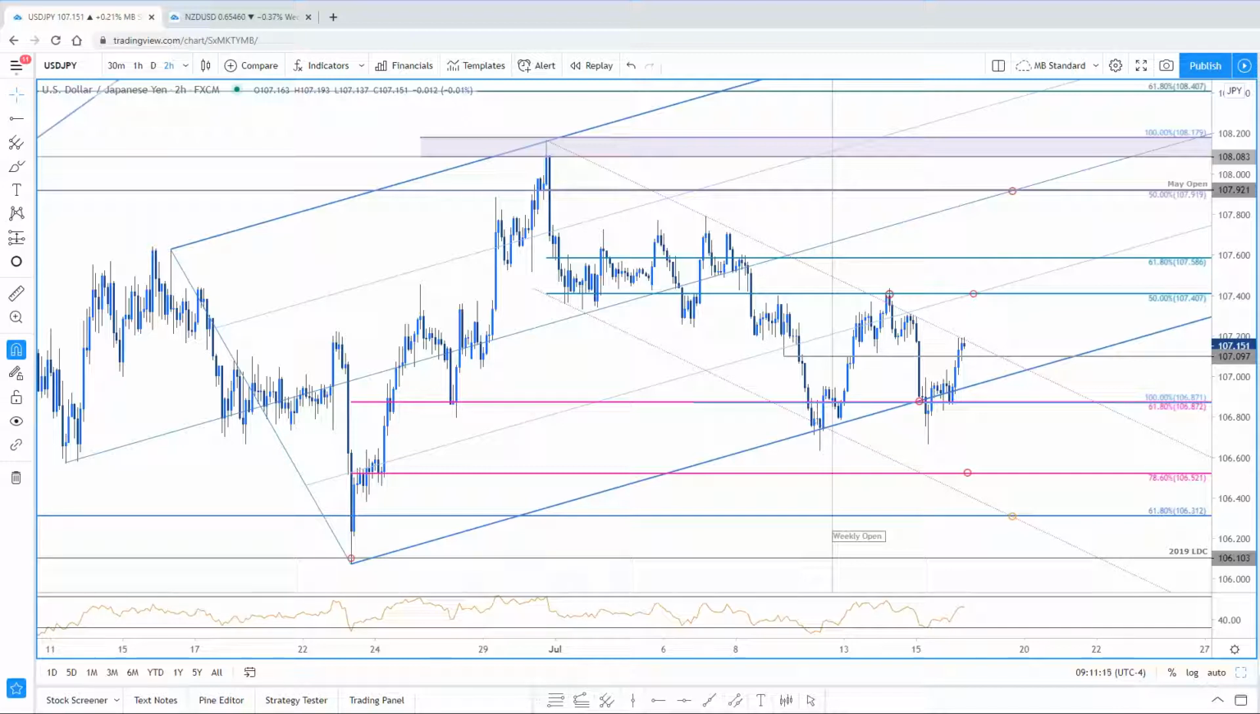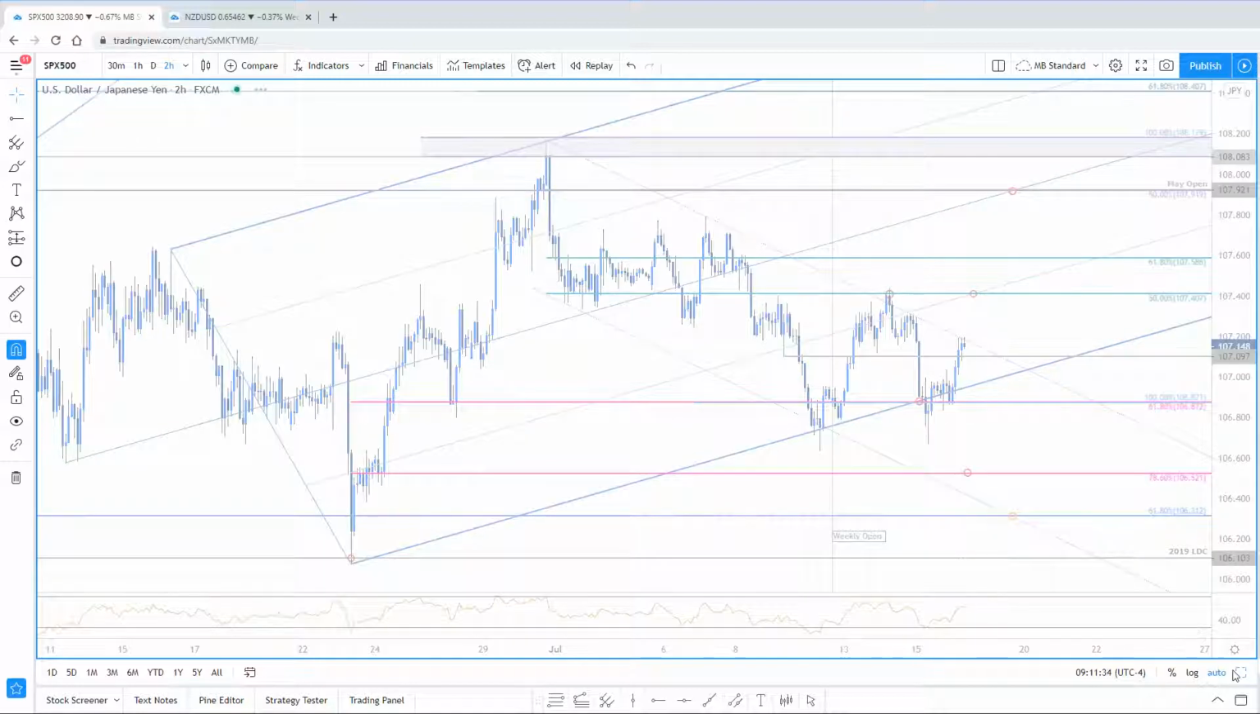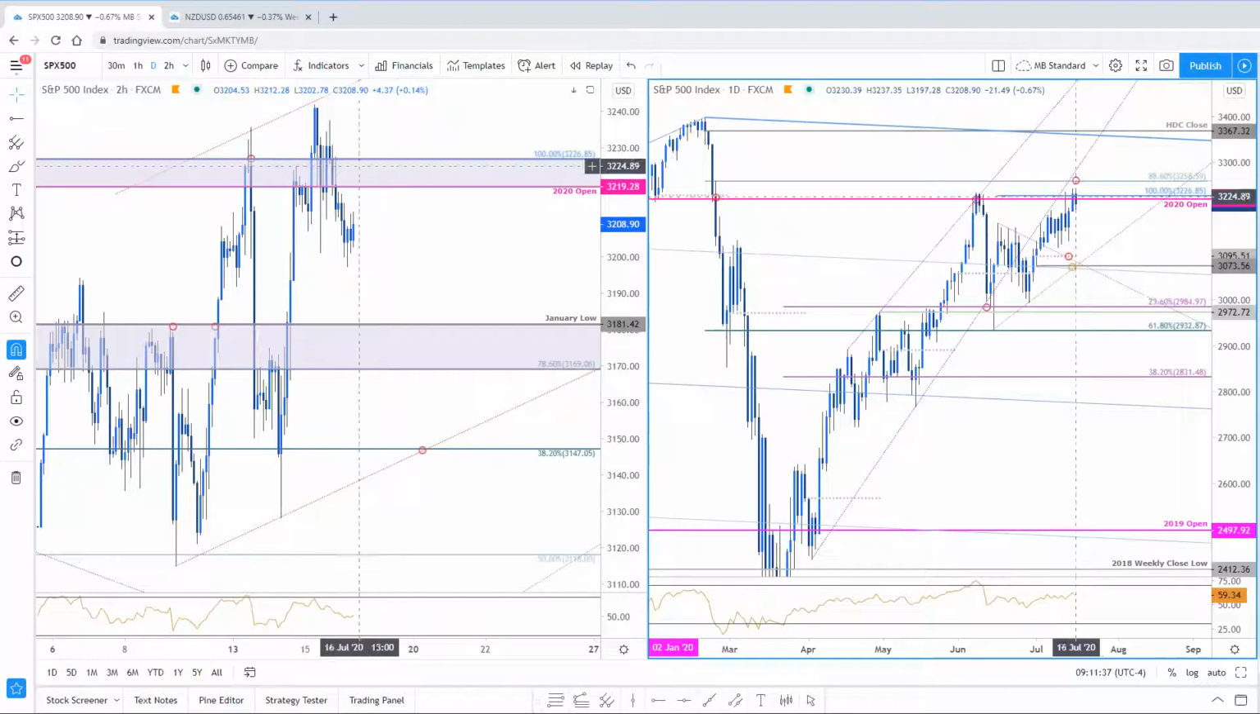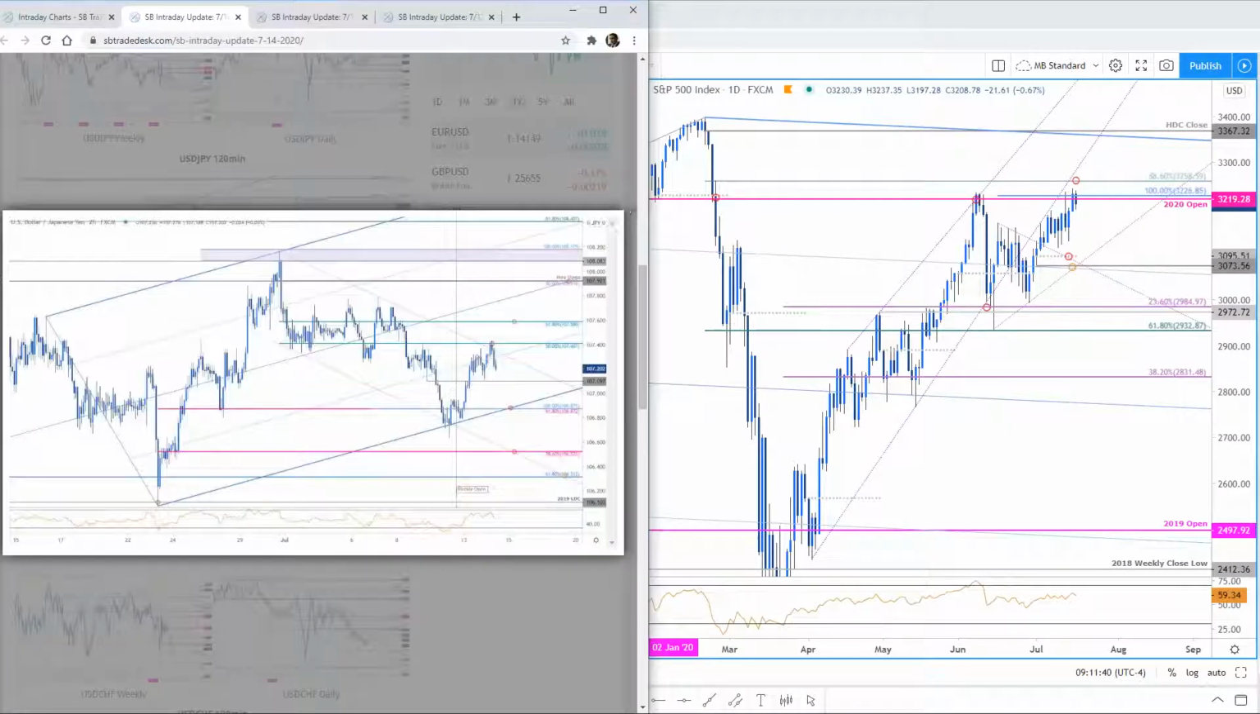Number 9. All right. So SPX, number 10, and then let's jump into your questions. Here's SPX. And here was our last SPX update.